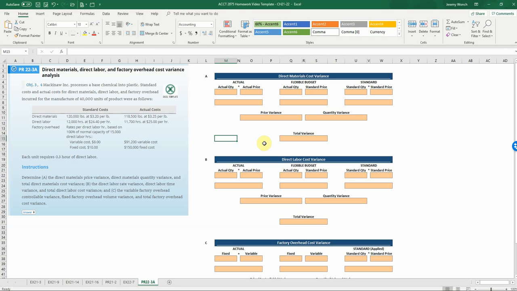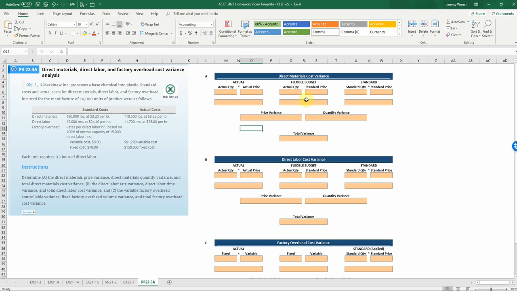So we have Mackinac, which processes base chemicals into plastic, and for direct materials, labor, and overhead, we have their standard cost and their actual cost, and we need to prepare and calculate the variance. The way this is laid out, we have our actual minus our standard, and in the middle, we have our flexible budget.